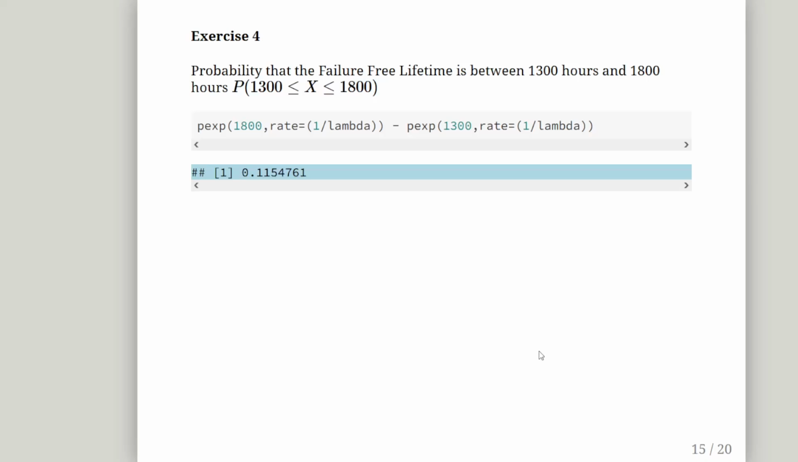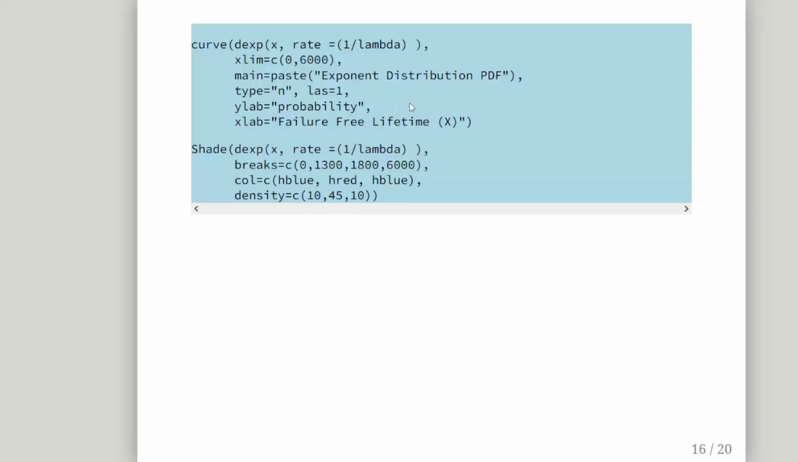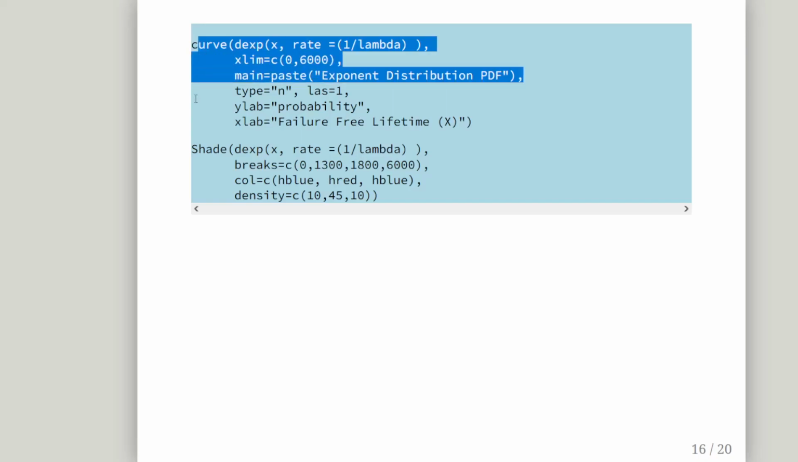Probability that failure-free lifetimes is between 1,300 hours and 1,800 hours. So we calculate the cumulative distribution function of 1,800 hours, and subtract the cumulative distribution for 1,300 hours. Just remember that the exponential distribution is a continuous distribution, so this type of calculation is fine. For discrete random variables, you have to be a bit more careful about the sample points. So it corresponds to 11%, 0.1154761.